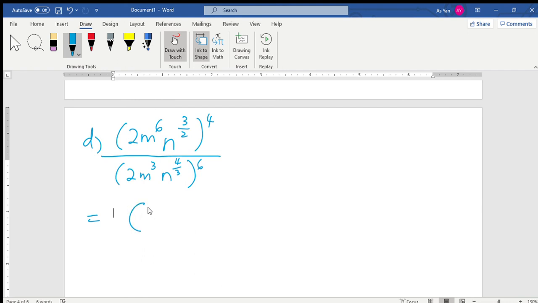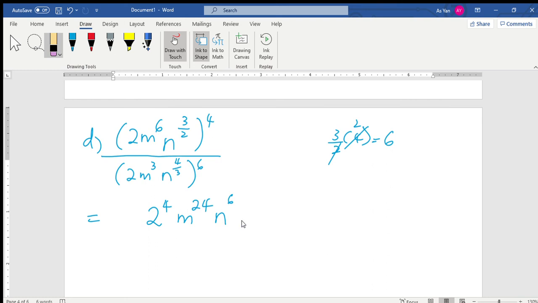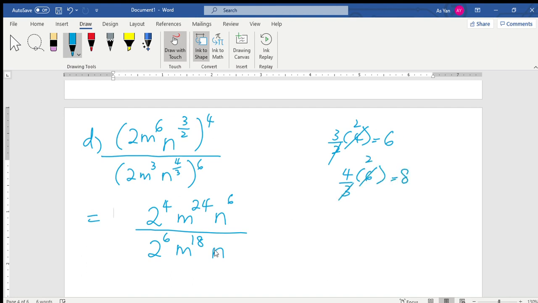Okay, so 2 to the power of 4, and then m to the power of 6 times 4 is 24. Okay, and then n 3 over 2 times 4, we can simplify, it becomes 6. So n to the power of 6. No bracket also can. I just want to change this, suddenly change to arrow. Okay, so over, do the denominator, 2 to the power of 6, m to the power of 18, n to the power of, okay, 4 over 3 times 6, 6 over 3, 2, so 8, so n to the power of 8.